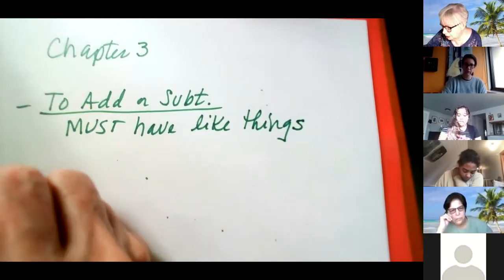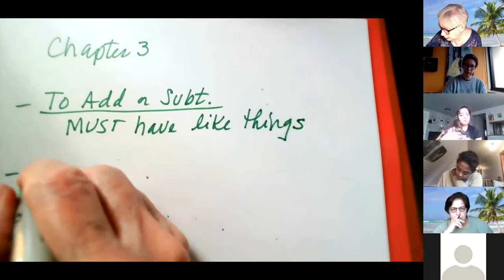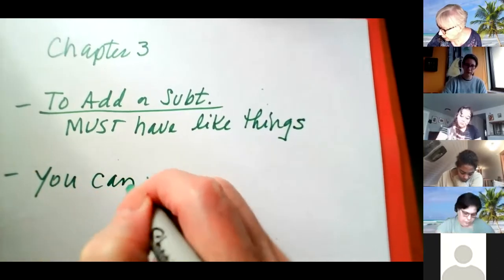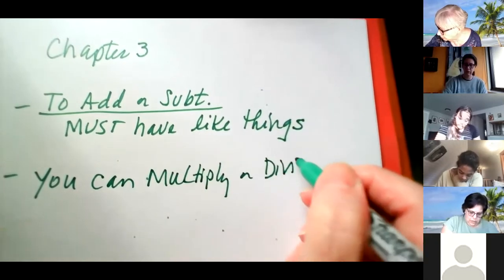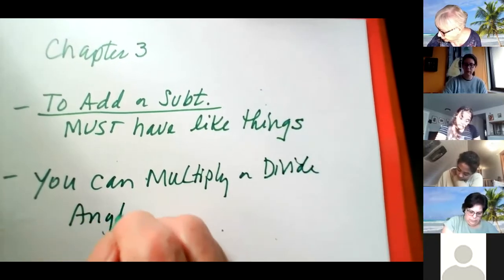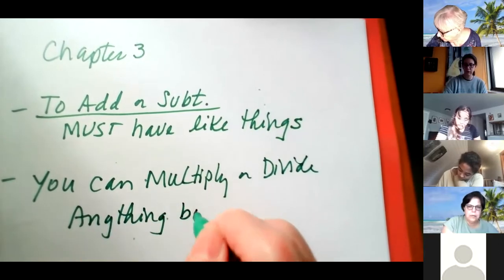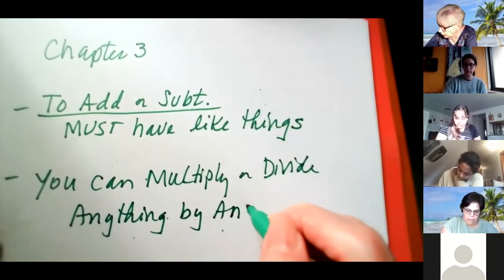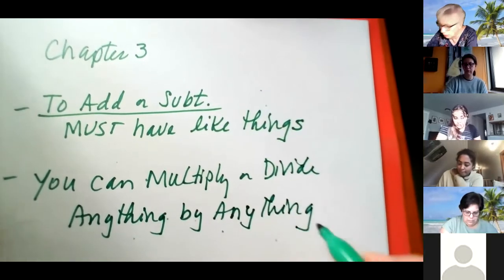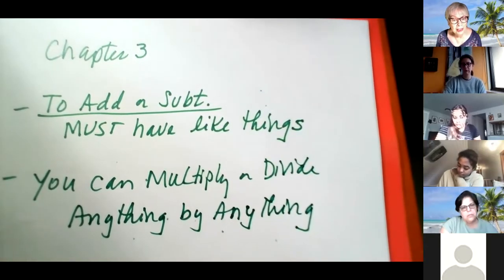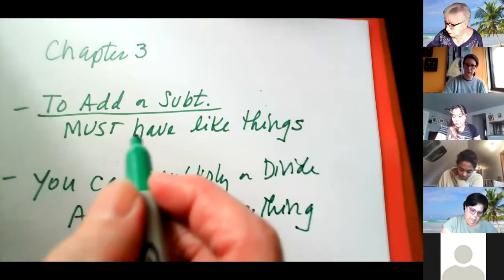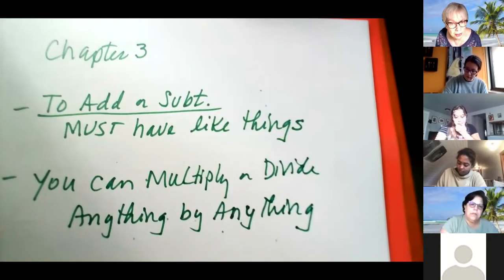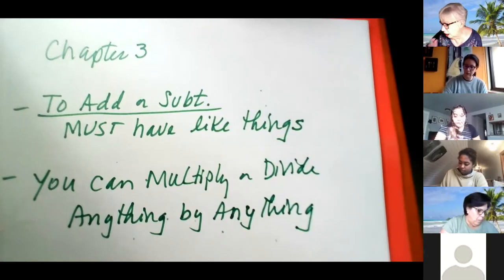The other half of this rule that I always mention is you can multiply or divide anything by anything. Now this seems really strange. If you want to multiply or divide, go for it. It doesn't matter whether they're alike or not. Nobody cares. But if you're going to add or subtract, we must have like things. And so this is going to affect us.